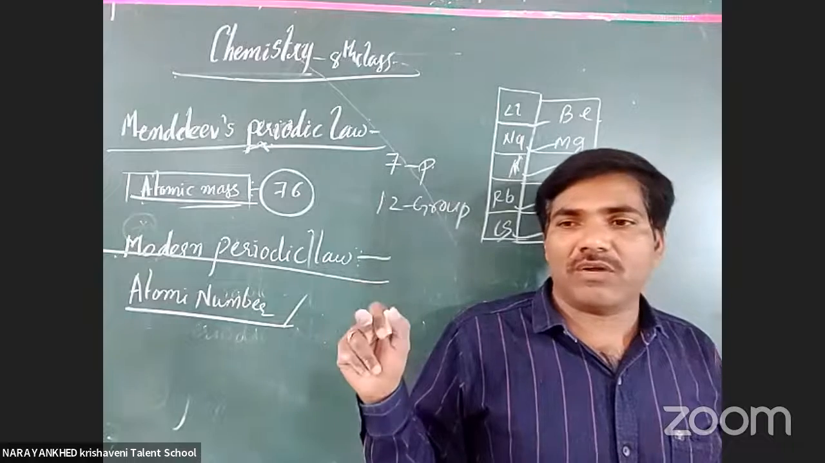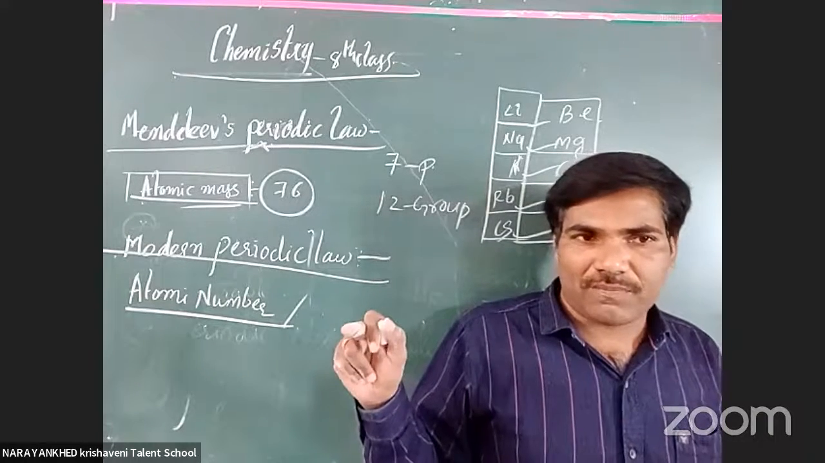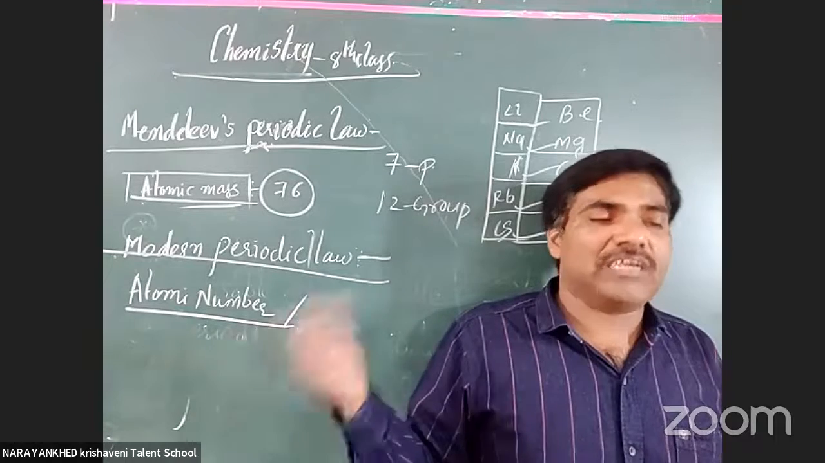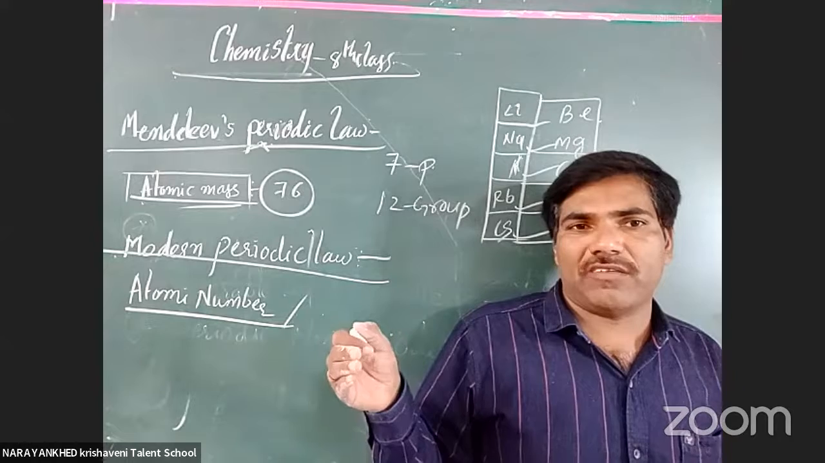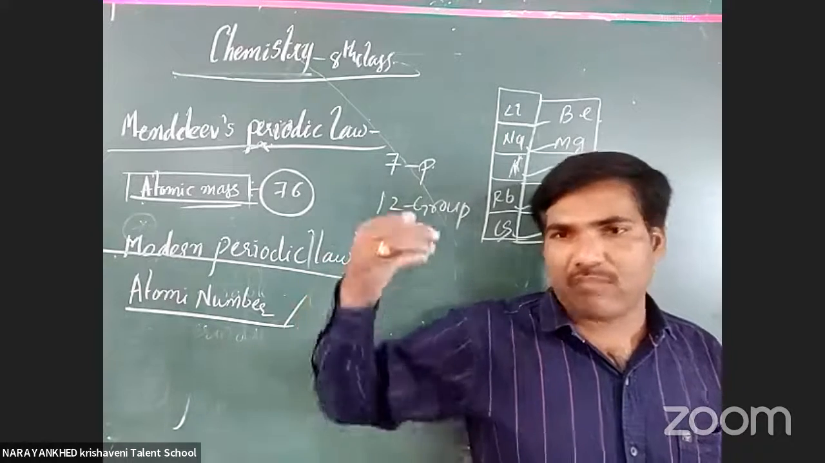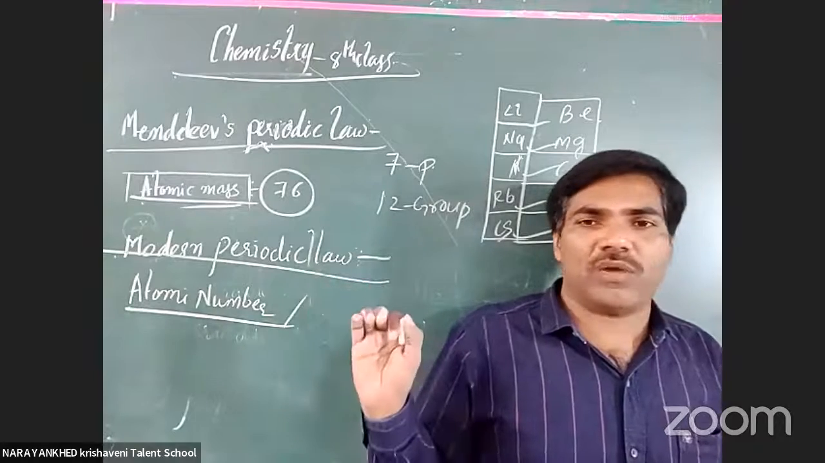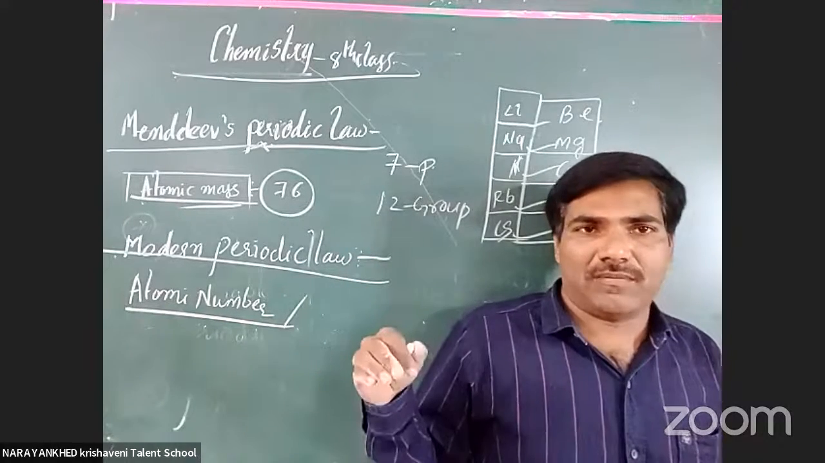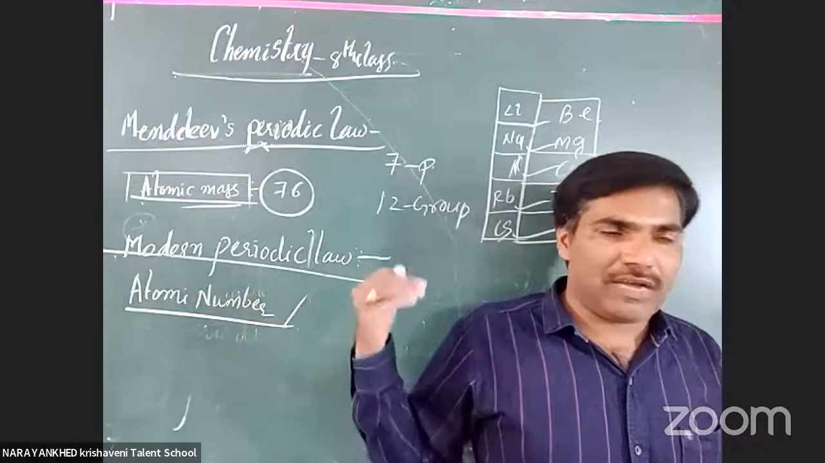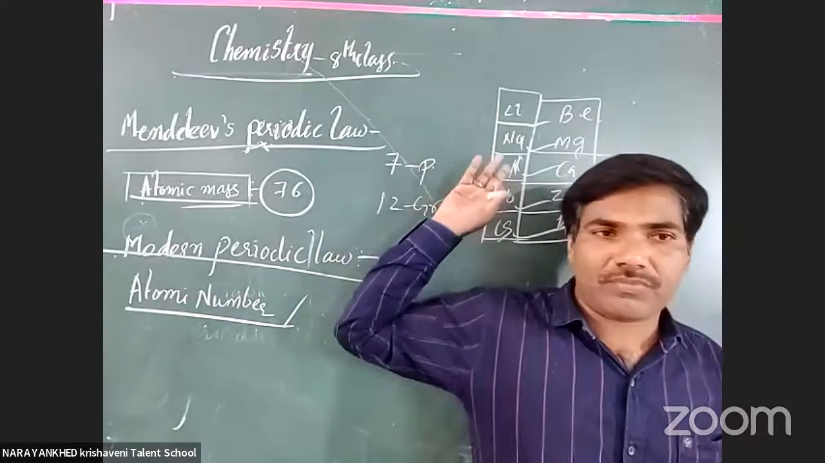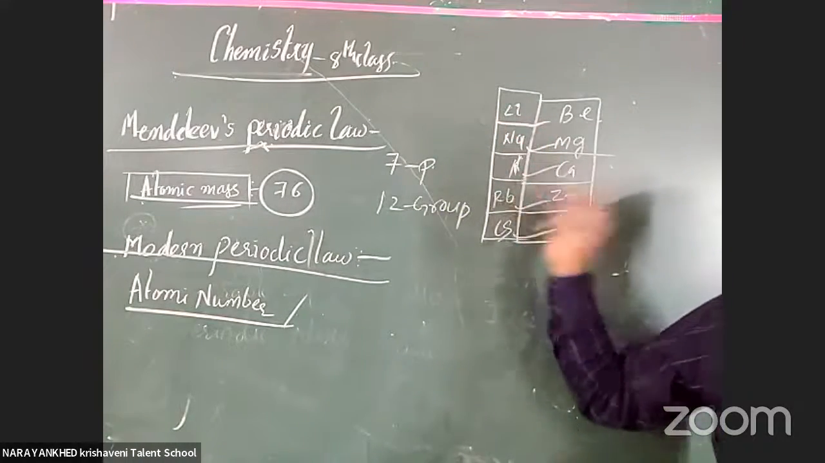Now what is atomic number? Number of electrons, or rather the number of protons. That is the reason for the change of physical and chemical properties. They contain the same type of atomic number, and the changes occur in the same manner. Suppose you take lithium, sodium, and potassium. Whatever we consider here: lithium, sodium, potassium.